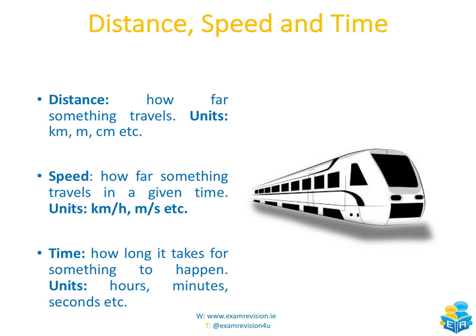So distance is how far something will travel. Units will be kilometers, meters, centimeters, etc. Speed is how far something travels in a given time. And that makes sense when we look at our units down here. So it's kilometers per hour, meters per second.